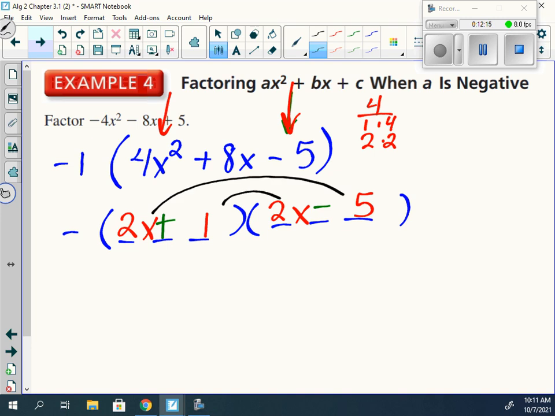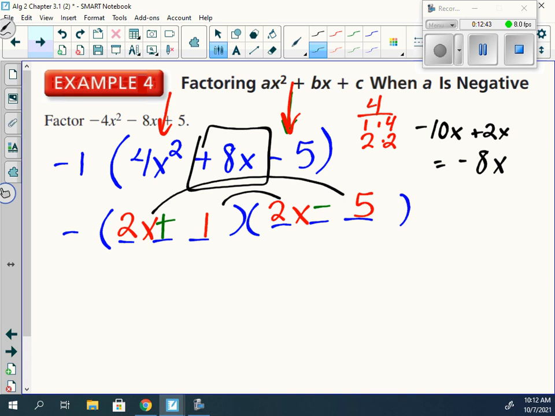And then we can check. 2x times negative 5 would be negative 10x. 1 times 2x is plus 2x, which would give us negative. Is that what we wanted? Here, either would work because we have 2x and 2x, yes?